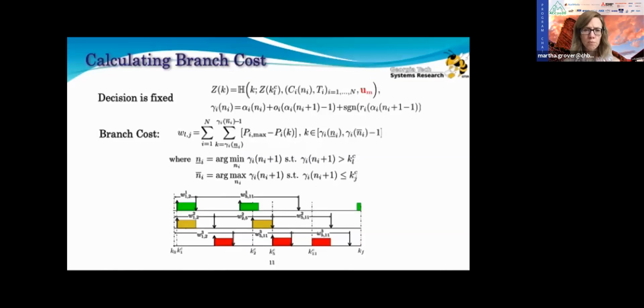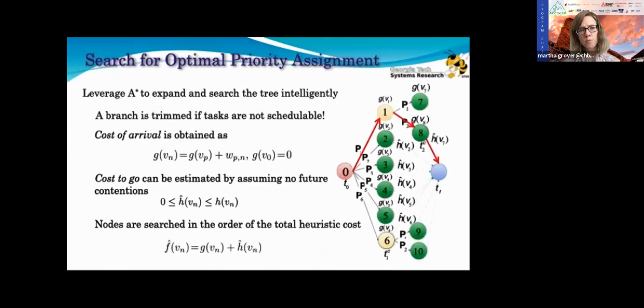So I want to say a few words about calculating the branch cost. Calculating branch cost is straightforward because along each branch, we already get the decision variable. We know the value of the decision variable. And then, using our timing model, we can construct the branch cost as this WLJ. The details you can see in our paper on how to do that exactly.